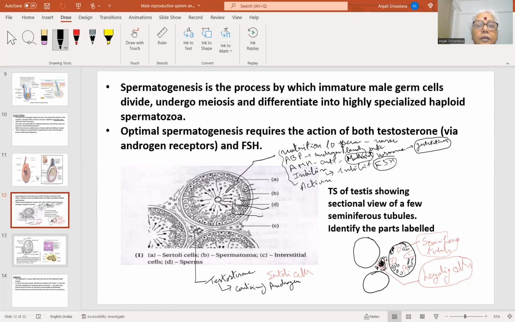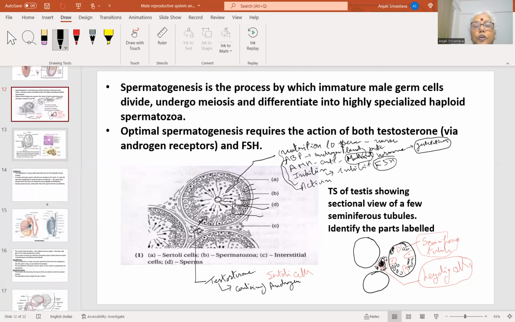This activin helps in combining with the androgen binding protein. It activates the testosterone. This testosterone travels inside the seminiferous tubules, and it promotes the process of spermatogenesis and spermiogenesis. So these are some very important functions.